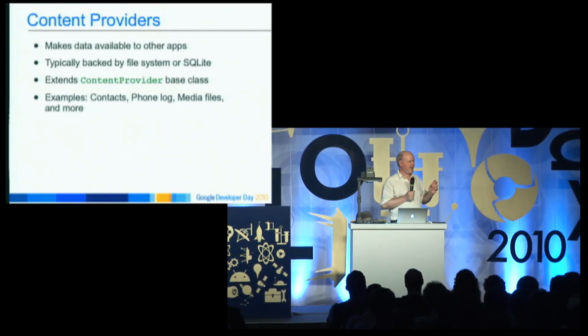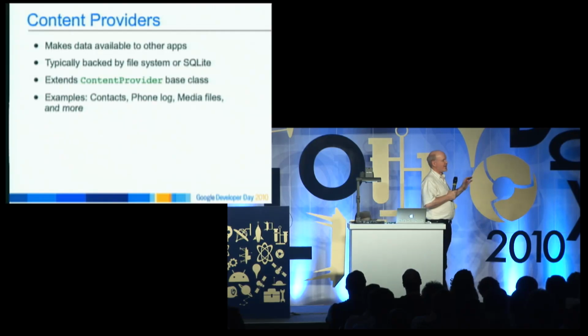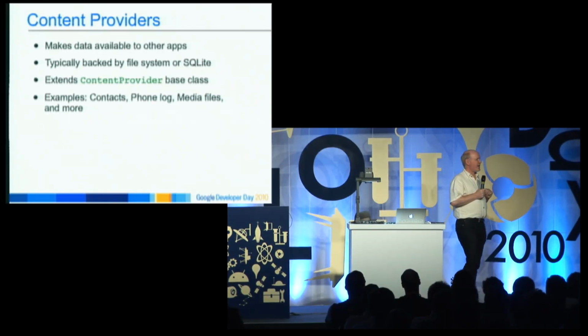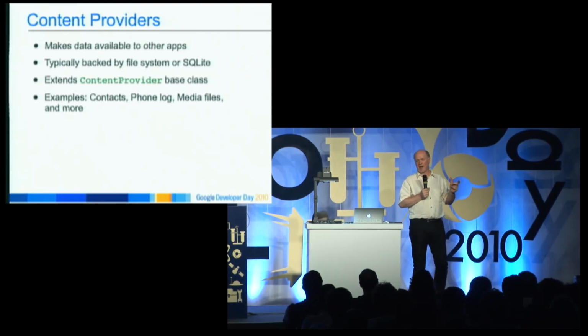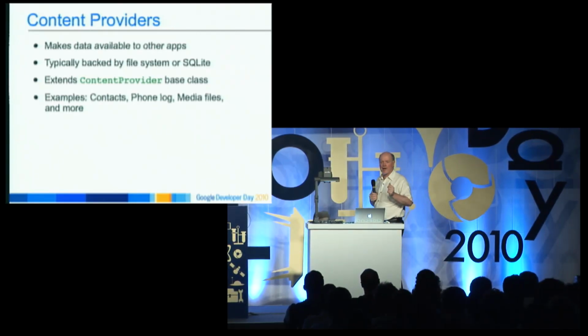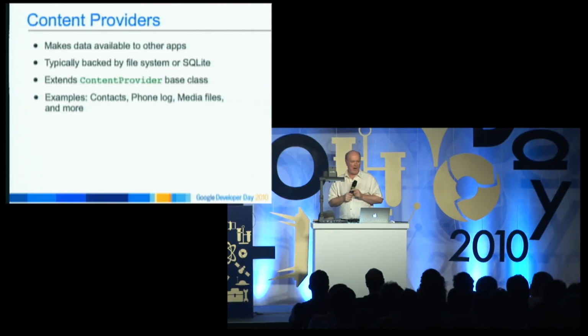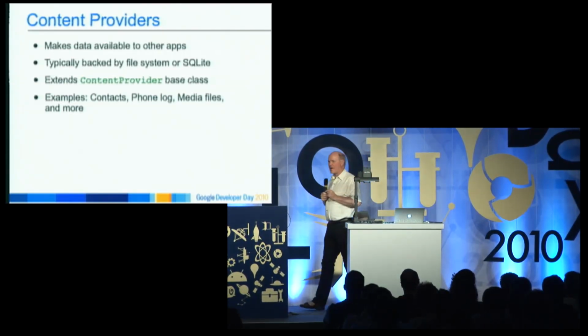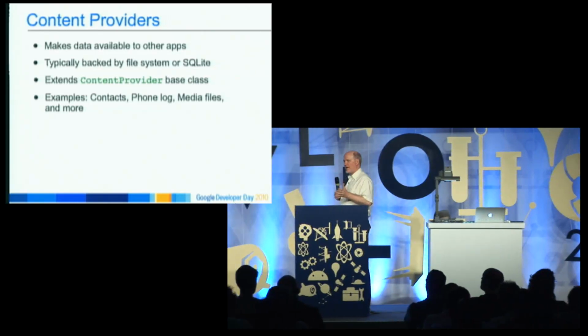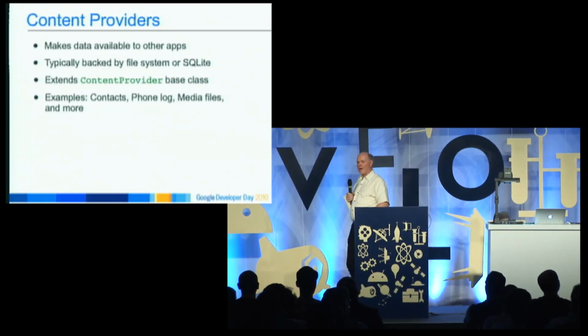And once you've wrapped data in a content provider, then it is accessible to other applications. So that is how, for example, if you want to read the list of contacts out of the person's address book, or the list of songs out of the music application, or the list of phone calls that the person has made, or that kind of thing, those are all done by content providers.